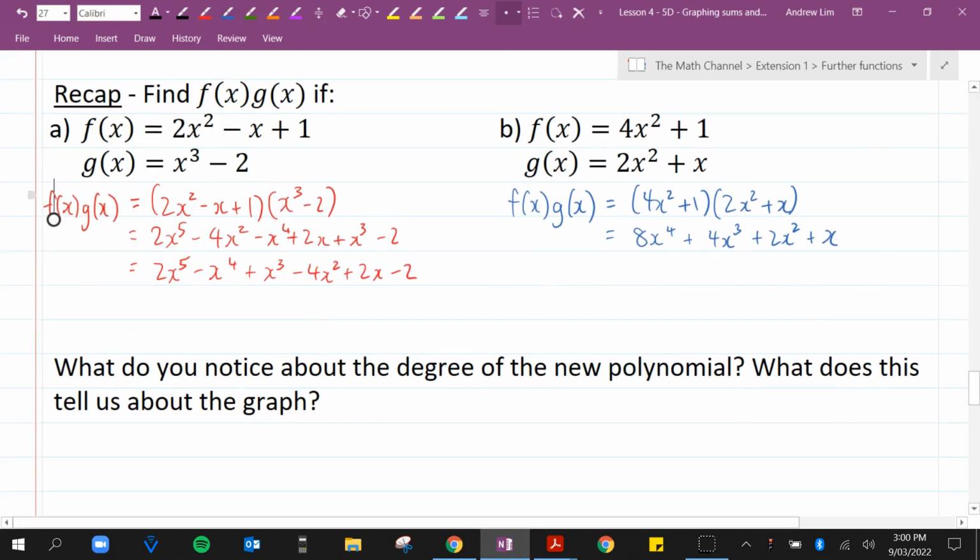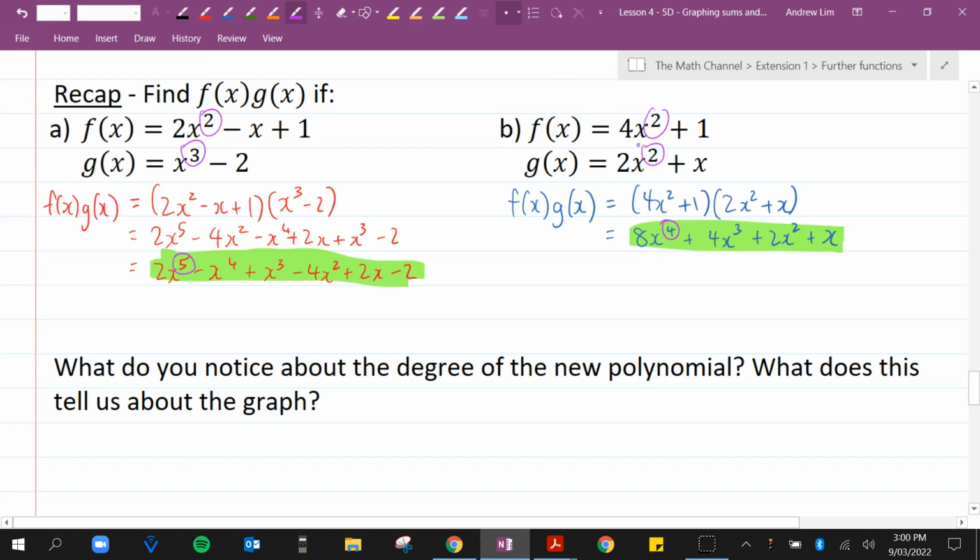So what do you notice about the degree of the new polynomial? And what does this tell us about the graph? So again, I'll highlight. Here's my new polynomial for A, and here's my new one for B. The degree for A is 5. Well, how do we get that? Well, 2 plus 3, that's 5. The degree of the new polynomial for B is 4. How did we get that? Well, 2 plus 2 is 4.